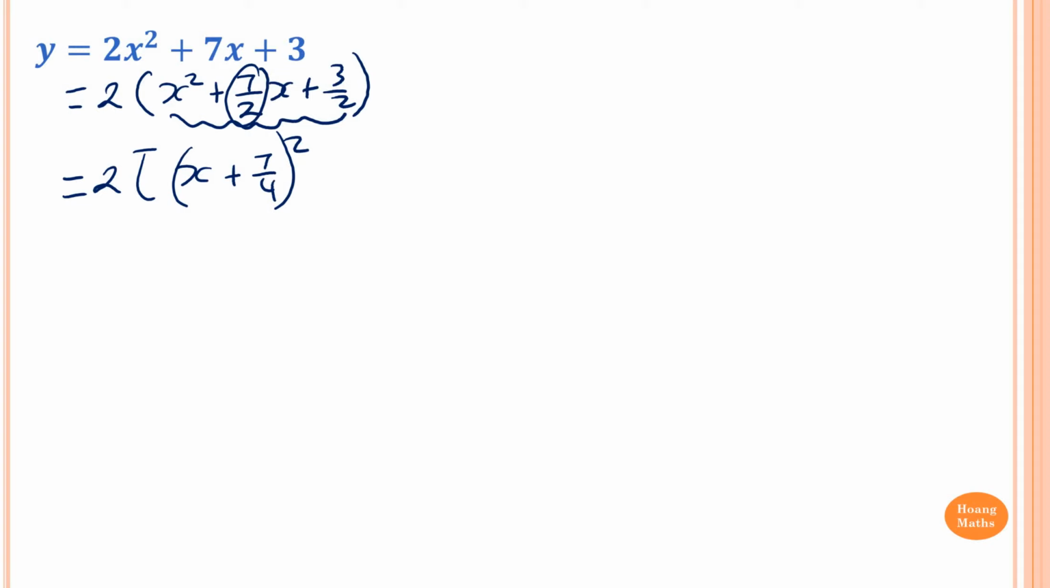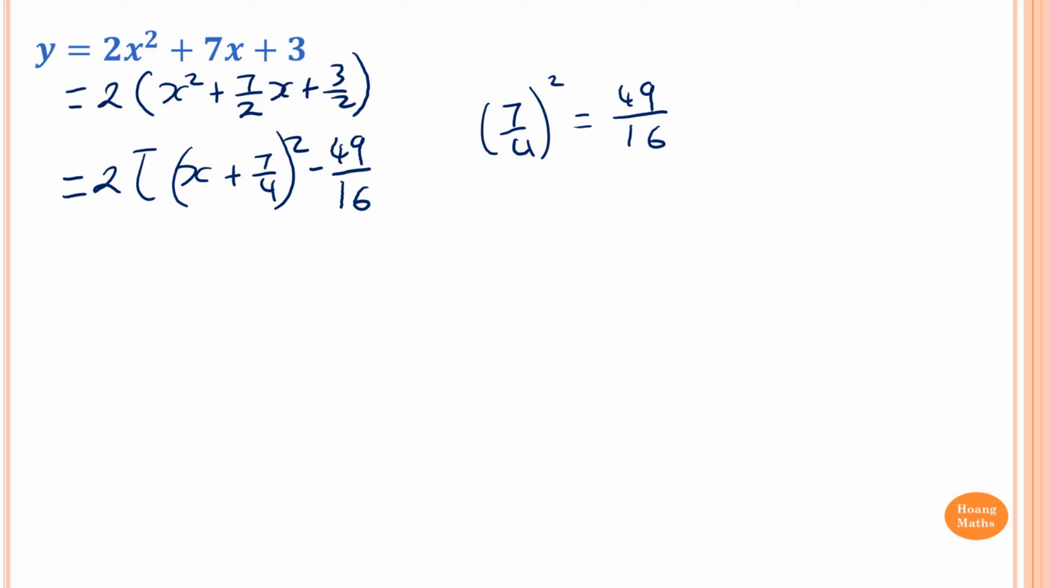So if you expand this out, it gives you this, with the (7/4) all squared extra. So 7/4 all squared, which is 49/16. So I need to minus this out. So minus 49/16. And the 3/2, I just write this down. So plus 3/2.